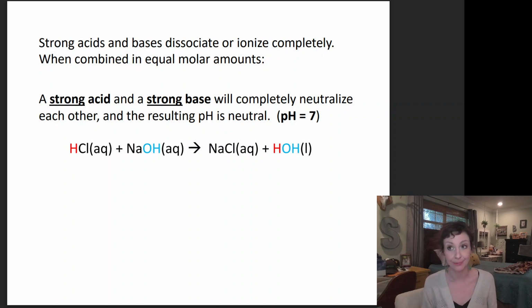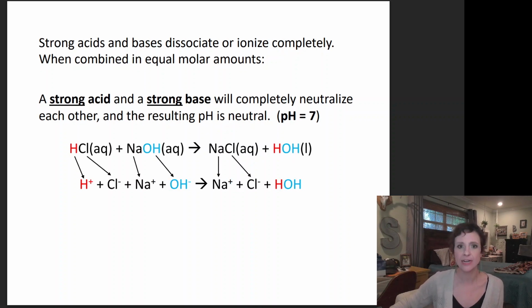She's saying it's neutral. Yeah, pH of 7 is neutral. Let's talk about why. It all has to do with when I mix a strong acid and a strong base, they dissociate or ionize completely, right? We know that 100% of that compound will dissociate into its ions. So a strong acid and a strong base, like I have here, hydrochloric acid is a strong acid, sodium hydroxide is a strong base, they will completely neutralize each other and the resulting pH will be 7.